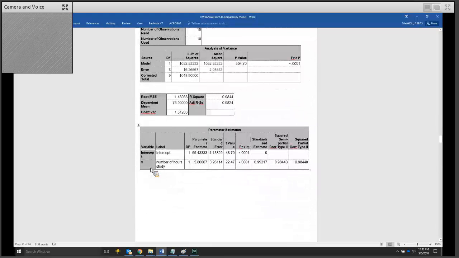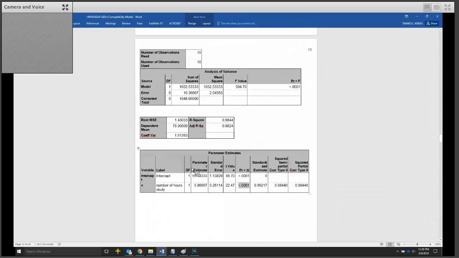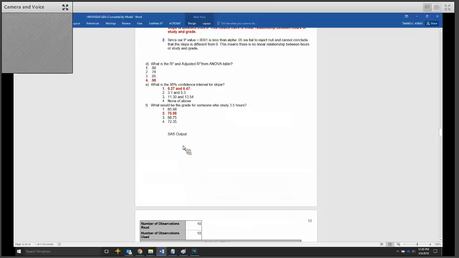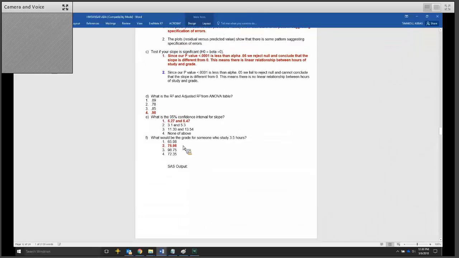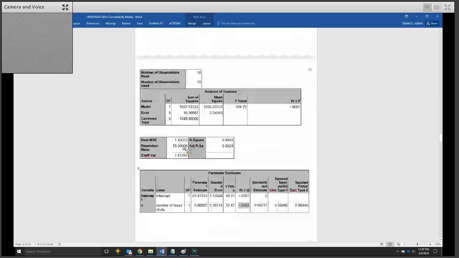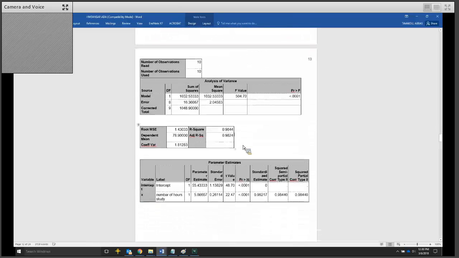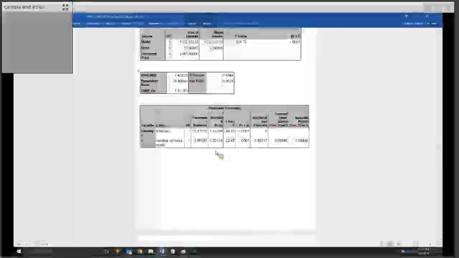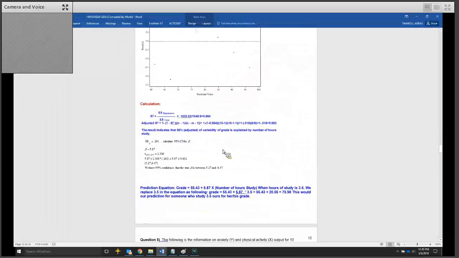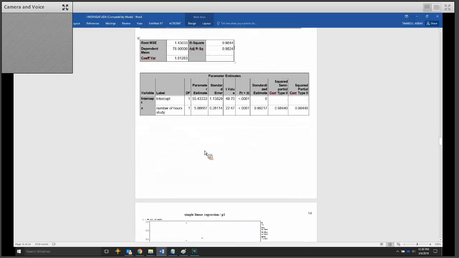The plot of residuals doesn't show any pattern, so that is the correct answer. And I asked you to test if the slope is significant. Basically, you look at the p-value here. Since this p-value is less than alpha, you would say it is significant. Then I asked you to report R squared and adjusted R squared, which is 0.98 here. Both of them: this is R squared, this is adjusted R squared.